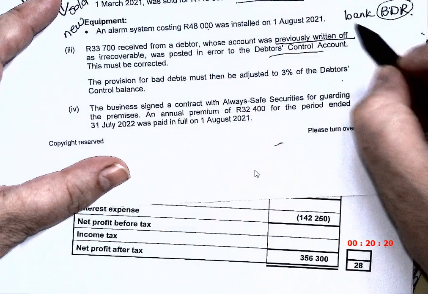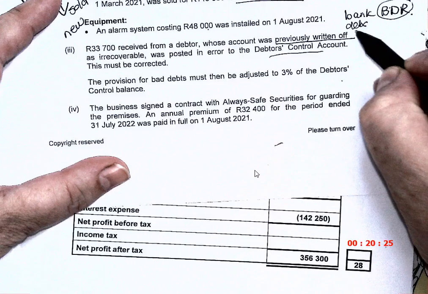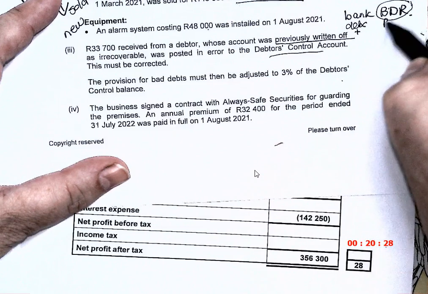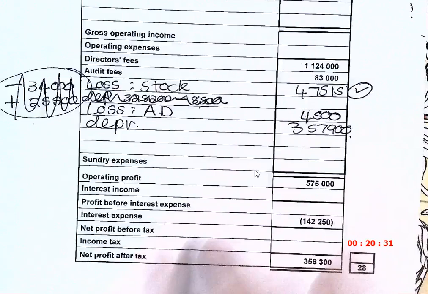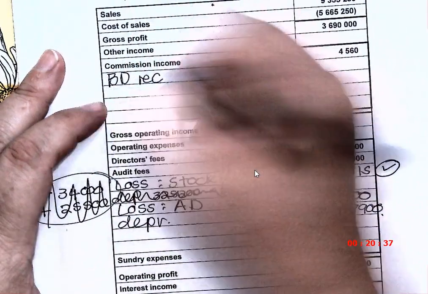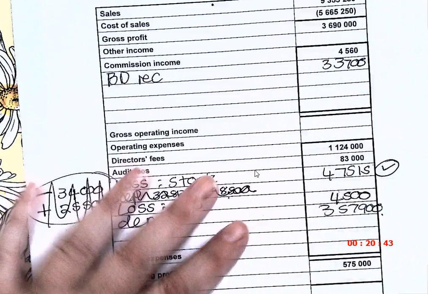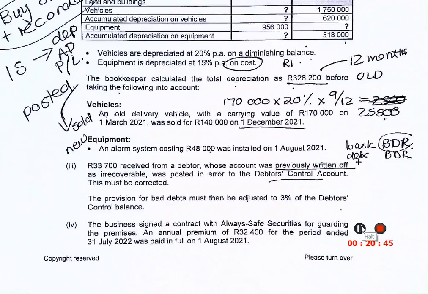So now I need to go debit debtors control. Can you see if they ask me assets, my debtors would increase, and credit bad debts recovered. And now I'm doing an income statement, so bad debts recovered must go into my income statement, 33,700. So in the balance sheet, I'm not going to do anything because they didn't ask the asset part. If they asked the asset part, my receivables would be plus 33,700 because I have to add it back.